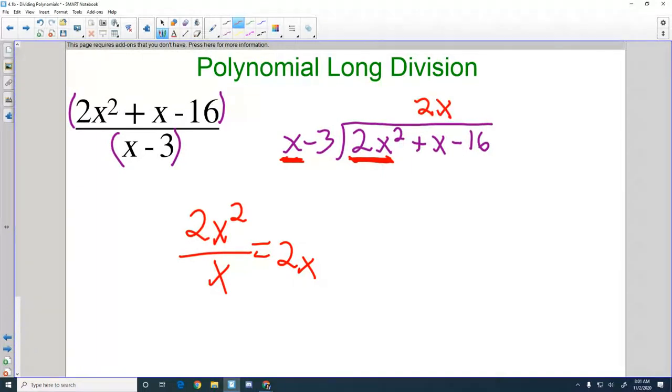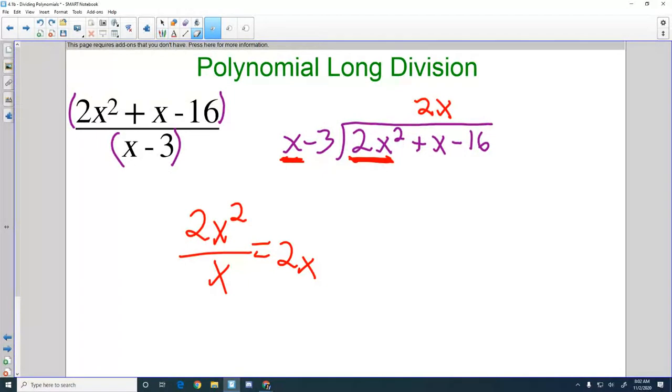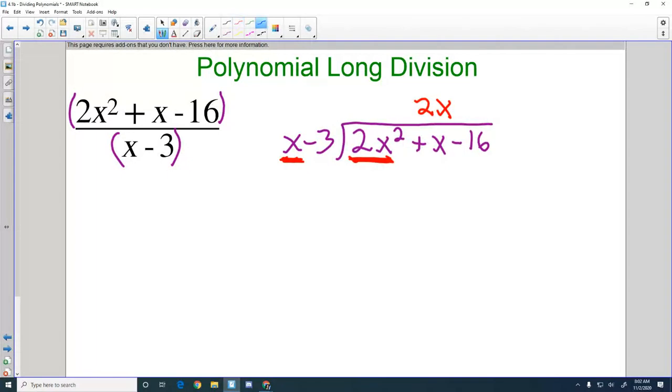2x. Now notice where I wrote that 2x. I don't think Delta Math does it this way, but I like to do it so that all of the x terms are grouped together vertically, all aligned as x to the first. Now, the next part of this process for long division is you take that 2x up top and distribute it. I'm going to multiply it by whatever's in front of that division bar, just like classic long division.